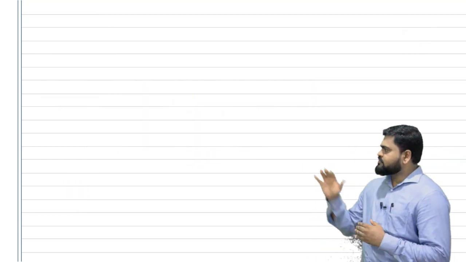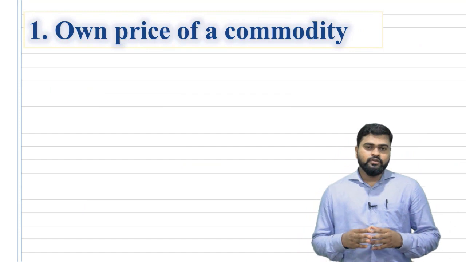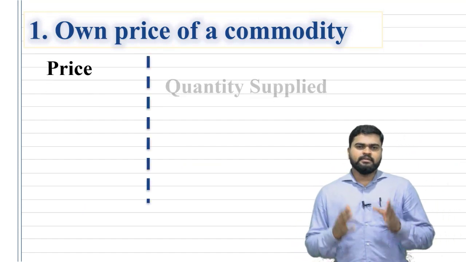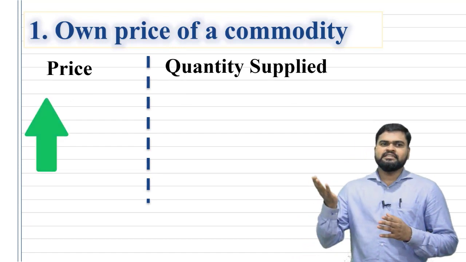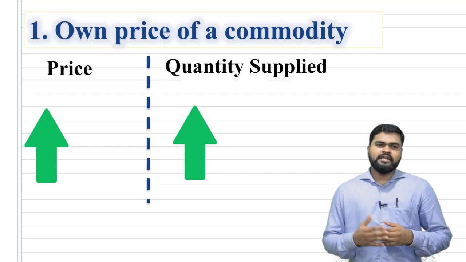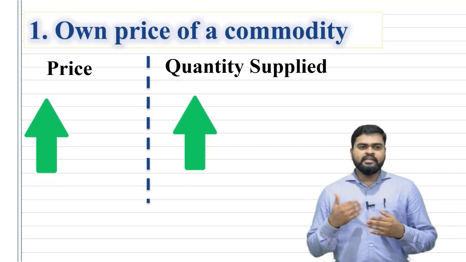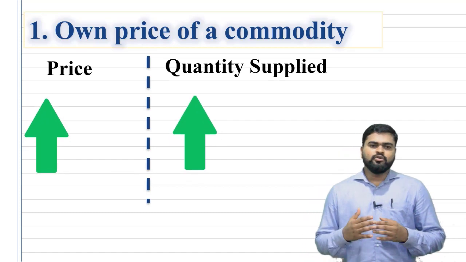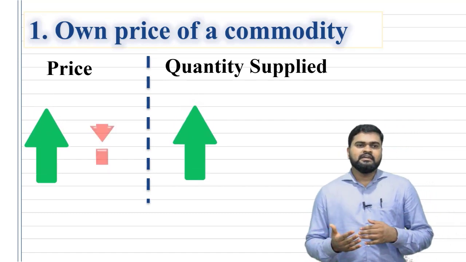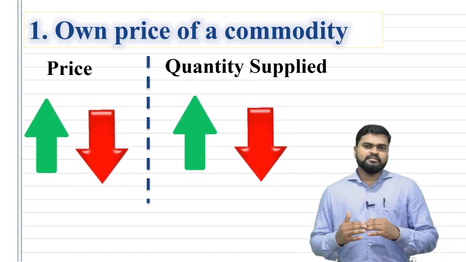The first factor which influences supply is the own price of a commodity. There is a direct relationship between price of a commodity and quantity supply. When price increases, quantity supply also increases. It happens because at higher price there are greater chances of making profit. It induces the firm to offer more for sale in a market and vice versa. That is, when price decreases, quantity supply also decreases.